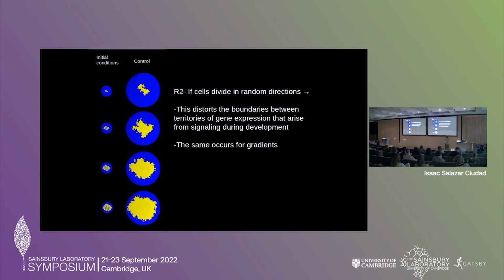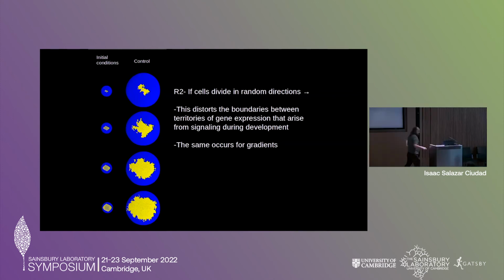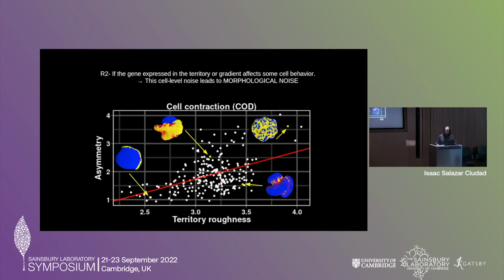Okay, but at the moment those yellow cells are just dividing. Because the direction of division is random, this territory starts with a quite regular shape, but over time acquires a messy, rough, sinuous shape. When those cells affect cell contraction, they lead to morphological noise. So in a way, the noise in the boundary between territories translates into noise at the level of morphology.